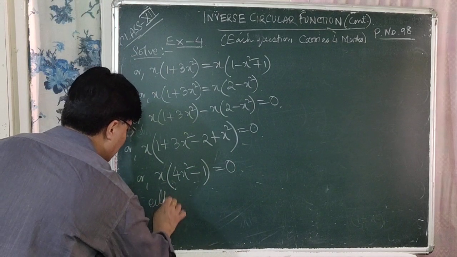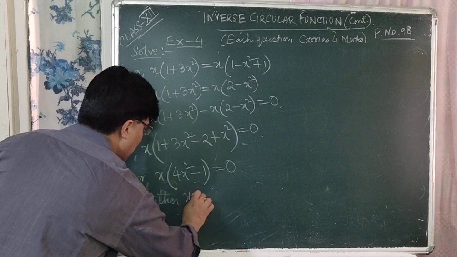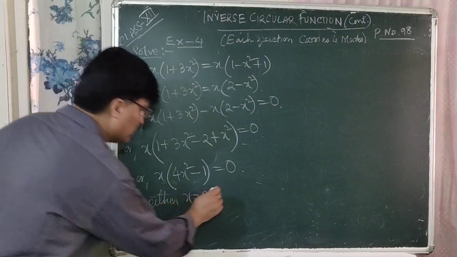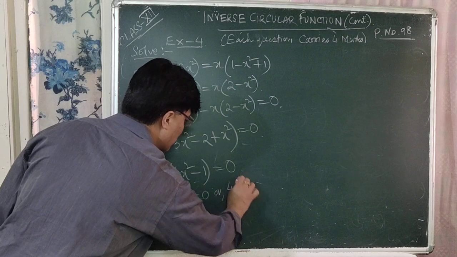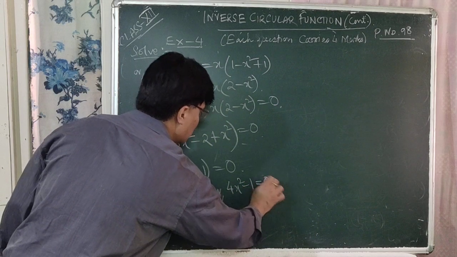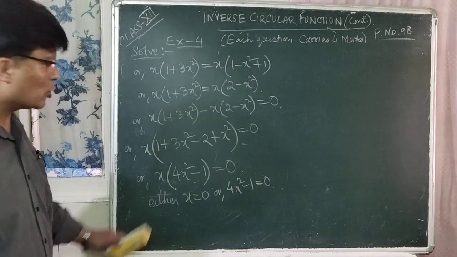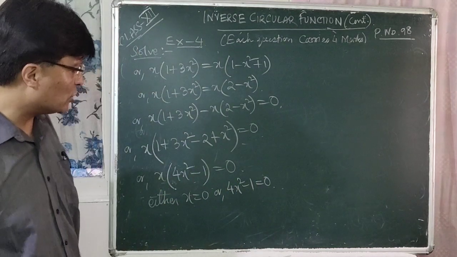So either x is equal to 0, right? Or 4x square minus 1 is equal to 0, right? So one of the answers is 0, that is x is equal to 0.